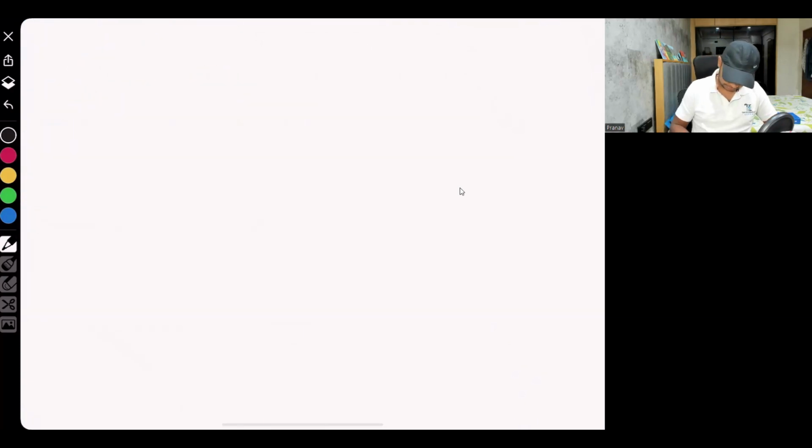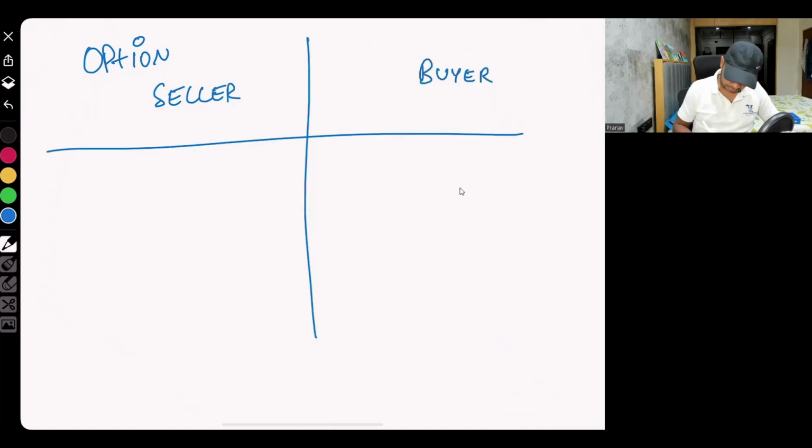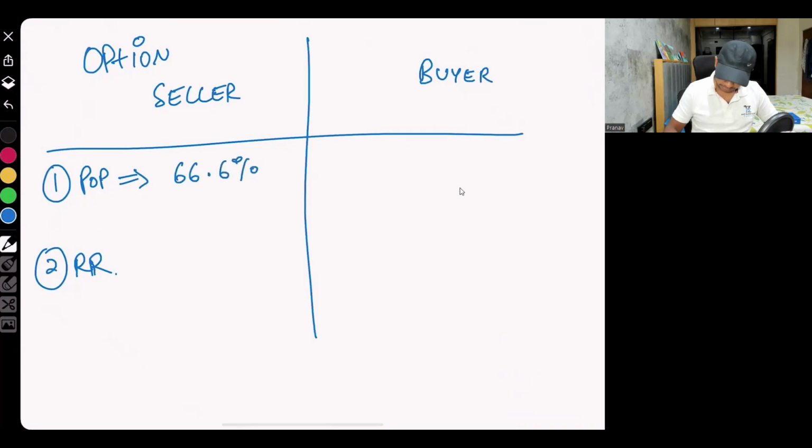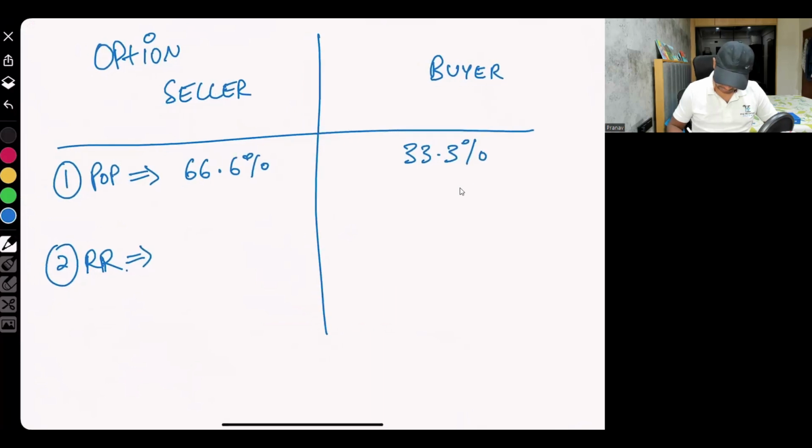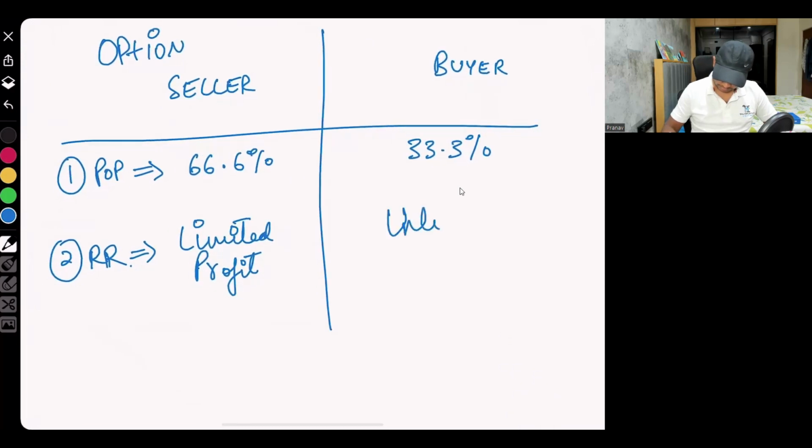So to summarize, let's put it this way. An option seller as well as a buyer, we're going to separate in 2 different categories. One is going to be the probability of profit. The second thing is going to be risk to reward. Let me put it as RR. So for an option seller, he has a 66.6% probability of profit by default. And for a buyer, we have 33.3%. And when it comes to risk to reward, an option seller has limited profit, whereas an option buyer has unlimited profit.